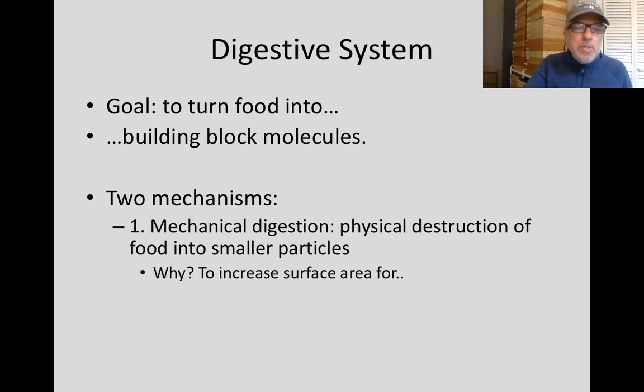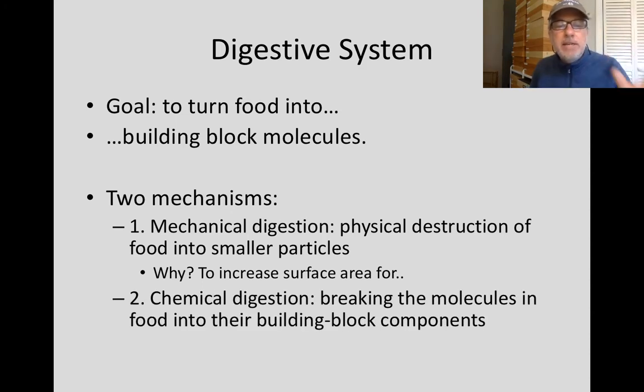And why do we do that? Well, it's to increase the surface area. And why would we want to increase the surface area of food? So that enzymes will have more surfaces to attack, and therefore chemical digestion will be more efficient. So we increase the surface area for chemical digestion, breaking the molecules in the food into their smaller building block components. Let's see how that's done.